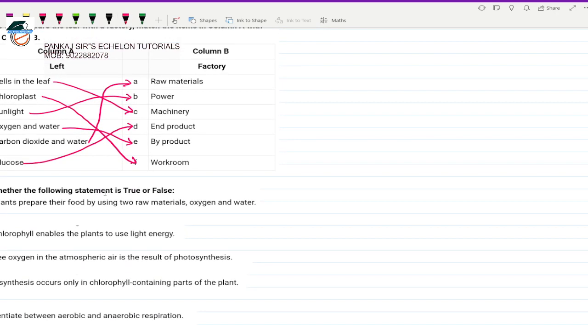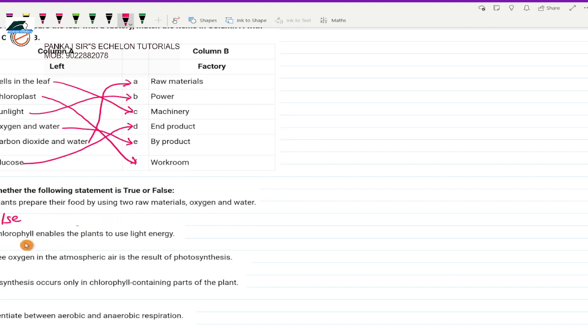State whether the following statement is true or false. The first one is: green plants prepare their food by using two raw materials, that is oxygen and water. And this statement is absolutely false. The reason is the materials required for photosynthesis are not oxygen and water, it's carbon dioxide and water. So this is a false statement.